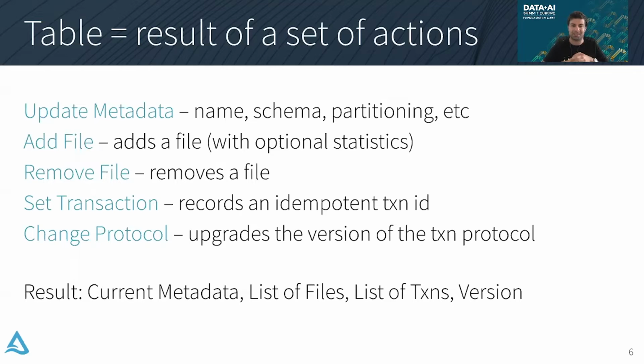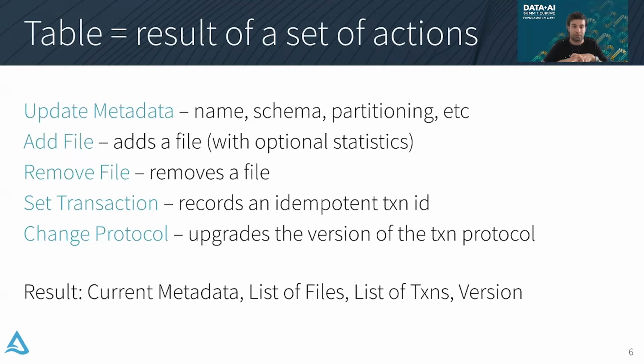We have our set transaction action. These set transactions record an idempotent transaction ID. So this is used mainly by structured streaming. Essentially, every stream keeps track of how many batches it has already committed to your Delta table. And this way, it becomes a very cheap operation to see, if your stream restarts, whether data needs to be reprocessed or recommitted to your Delta table.